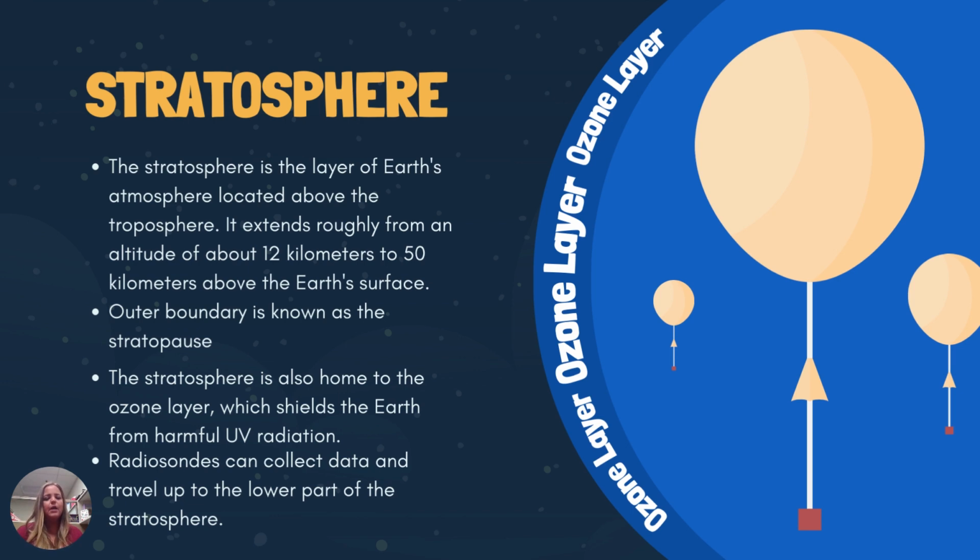And then we can also collect data from this layer using radiosondes, which is what is pictured here. And it gives us lots of information about temperature and weather in the lower portion and things about the ozone layer.